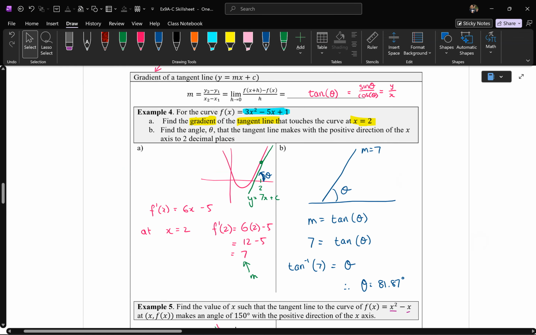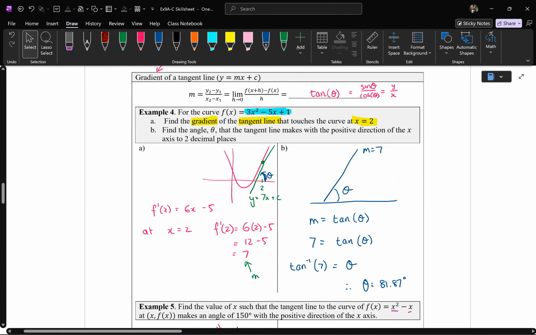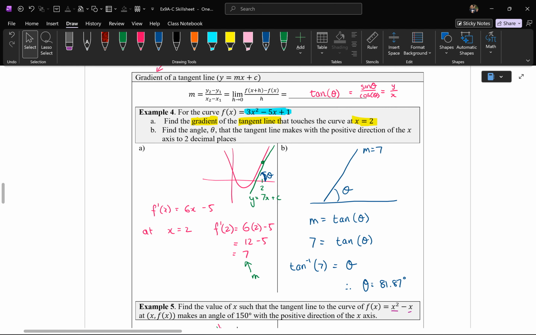You can have a go with the next question. That's example 5. I'll leave that for you, but the answer's already up on OneNote if you want to have a look, but that's just an example for you to try. Flip over the page.